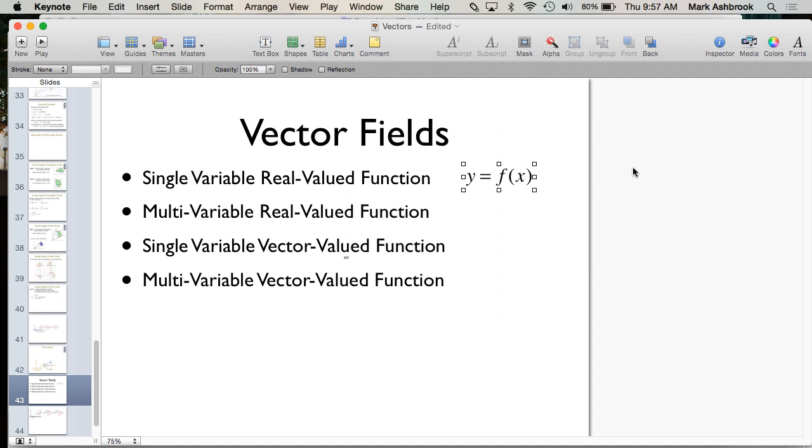Independence. One independent variable. Single variable. One independent variable, which is x. Real valued is referring to what? What is it referring to in y equals f of x, the real value? y. The dependent variable, the dependent thing that you get from your independent, is a real value, and that's y. Make sense? Single variable means one independent variable, and real valued means when you put it through the function, you get a real value out. Okay, what's a multivariable?